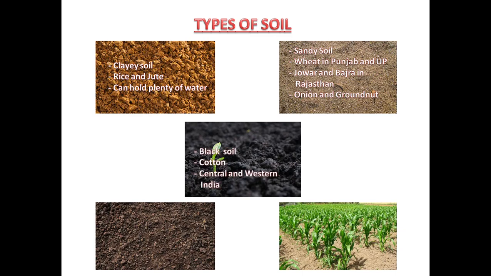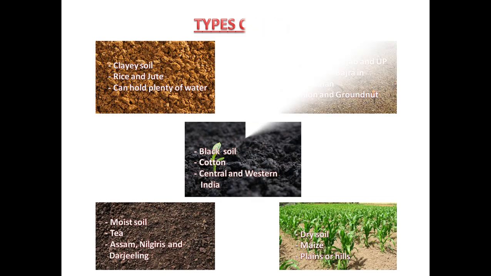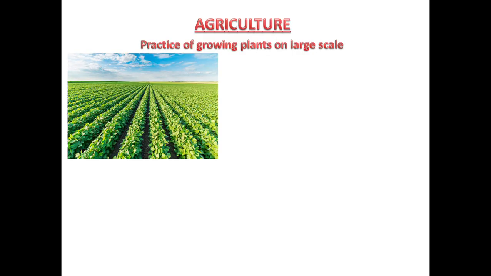In black soil, cotton crops are grown, especially in central and western India. In moist soil, tea crops are grown in Assam, Nilgiris and Darjeeling. In dry soil, maize can be grown in plains or hilly areas. So as you see, different types of crops can be grown in different types of soil. To grow crops and vegetables, there should be good agriculture. Agriculture means practice of growing plants on large scale.